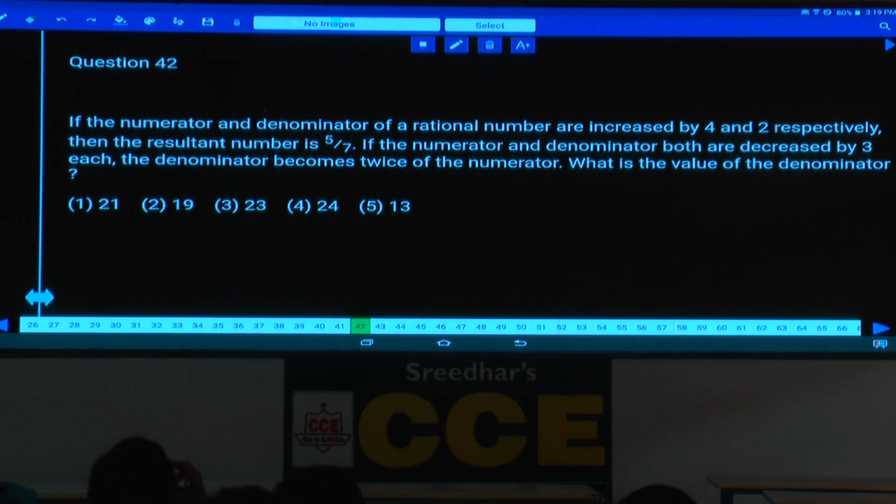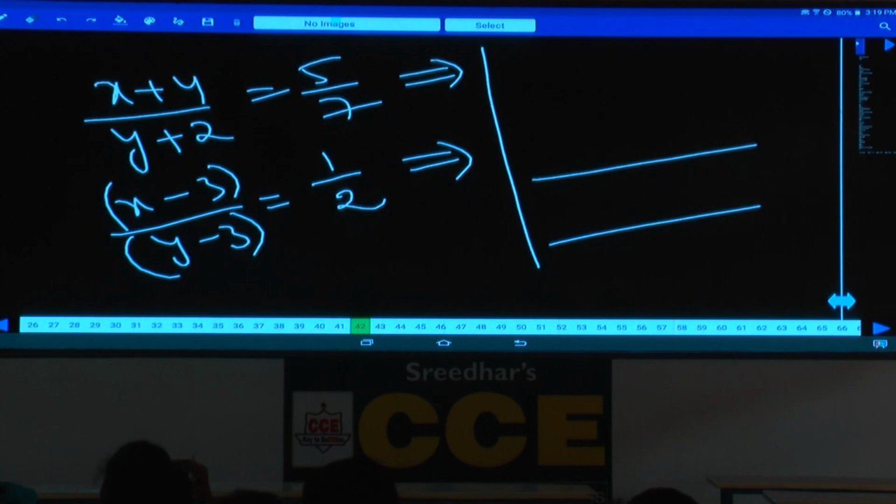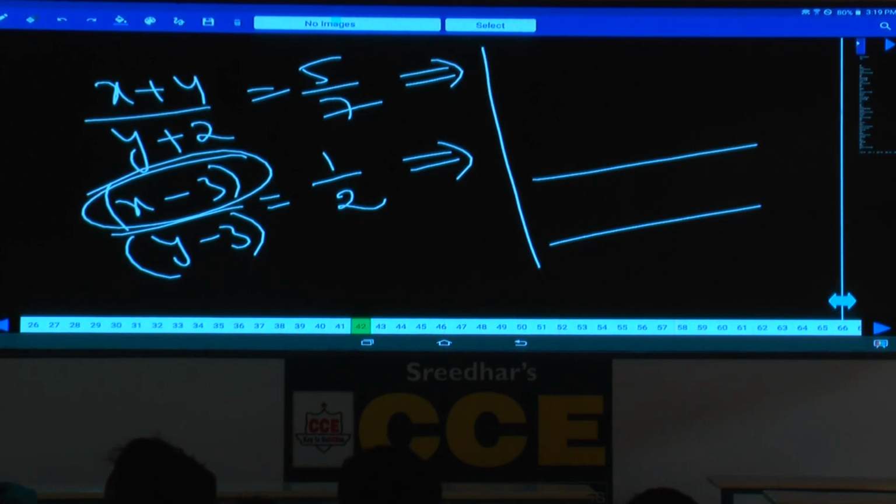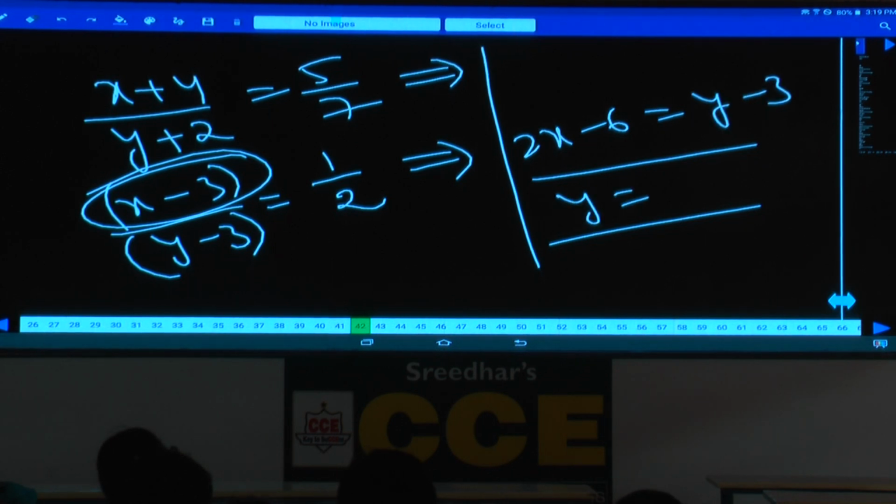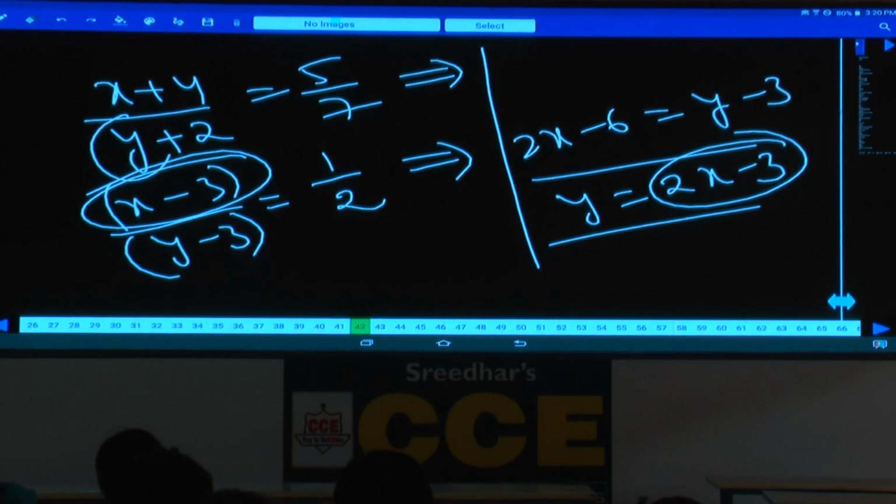Next. Or else simply you can do one thing. 2x minus 6 is equal to y minus 3. From this, y is equal to 2x minus 3. Substitute y as 2x minus 3 here, then you will get the x value. Okay?